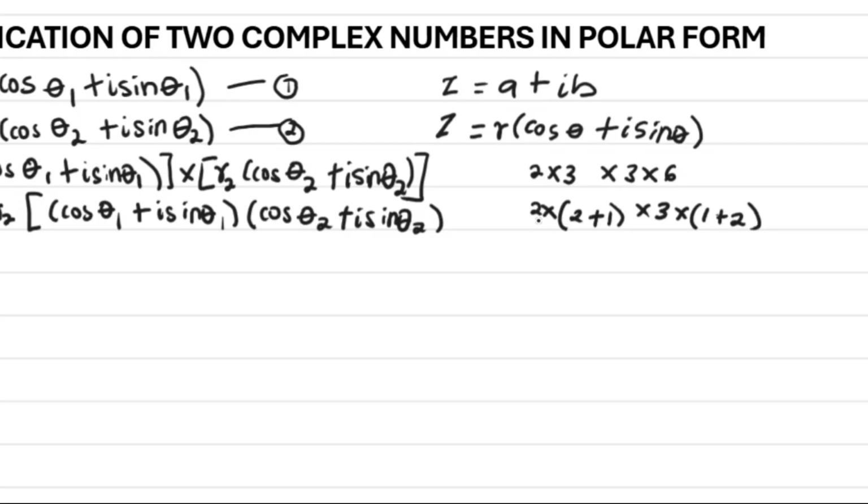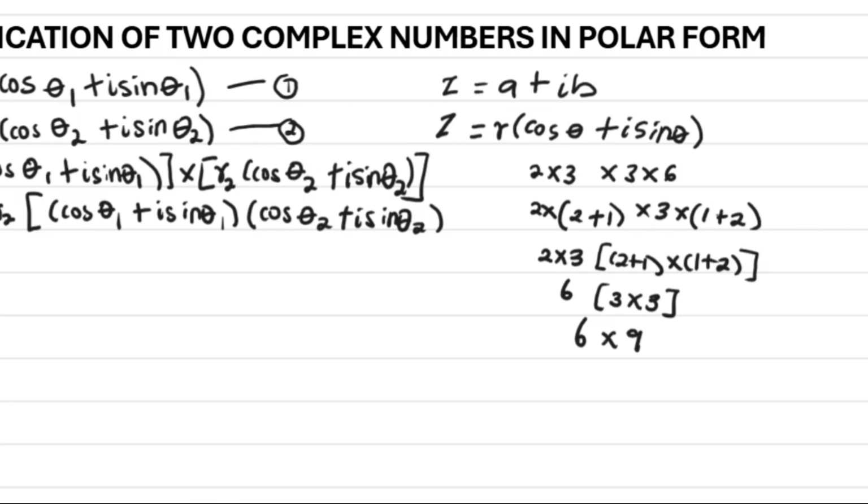What we did here was that we multiplied this 2 by this 3, which is giving us 2 times 3, before we now have (2 plus 1) times (1 plus 2). Here, this will give us 6 into (2 plus 1) is 3 times (1 plus 2) is 3. This is 6 times 9, which will give us what? 54.